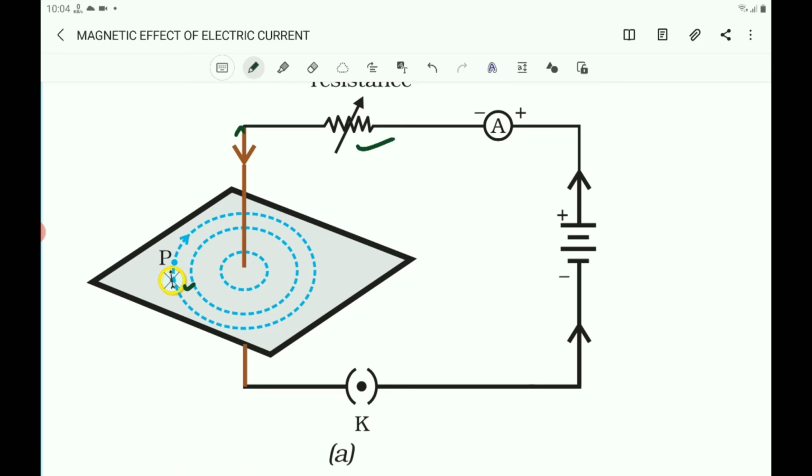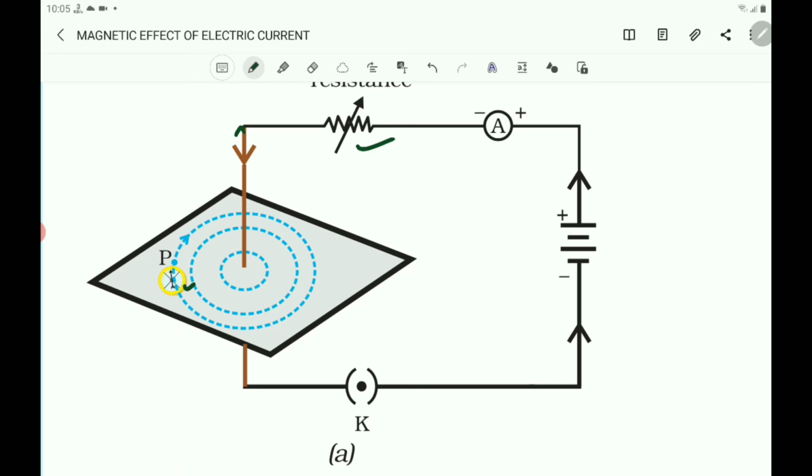That is the second observation. The first observation is, as the direction of the electric current changes, the direction of the deflection also changes. It means the direction of the magnetic field also changes. And the second observation, as the current flowing through the conductor changes, the magnetic field also changes. As the current flowing through the conductor increases, the magnetic field also increases. As the current flowing through the conductor decreases, the magnetic field also decreases.